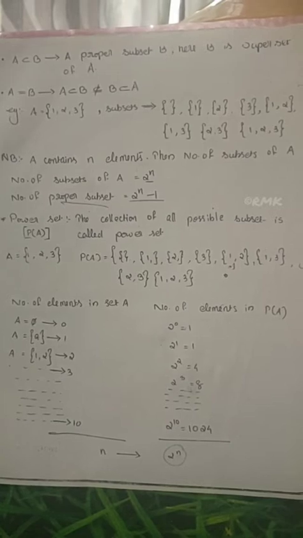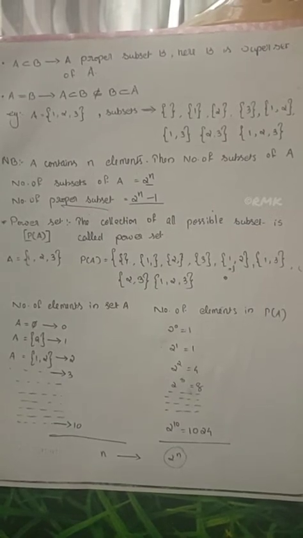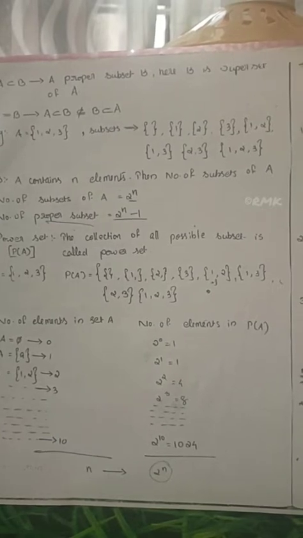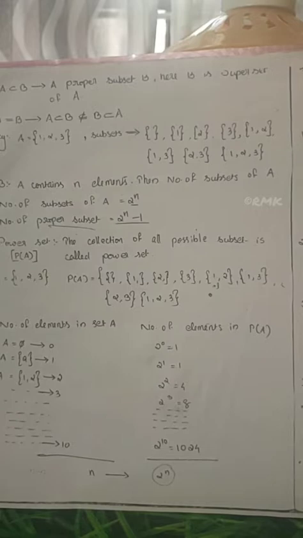Next one is power set. The collection of all possible subsets is called a power set. A is equal to the set {1, 2, 3}. The power set of A is a collection: the null set, {1}, {2}, {3}, {1, 2}, {2, 3}, {1, 3}, {1, 2, 3}.